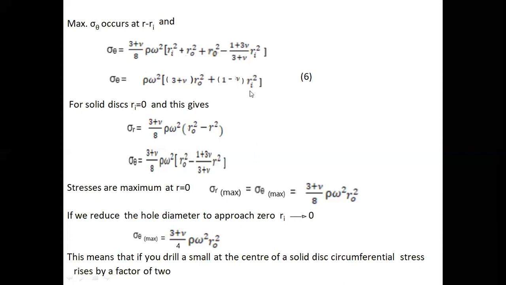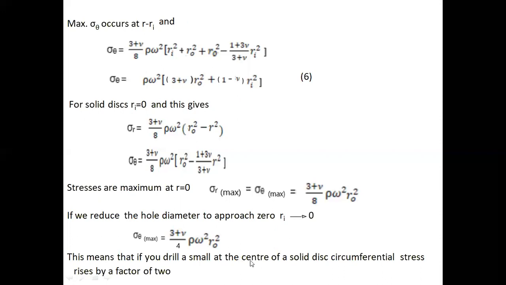If you let Ri approach 0, then what do you have? You have (3 plus mu) by 4 omega square. With Ri approaching 0, this one is 0, this one is 0. So you get 2r square, and this 2r square cancels out. So we get (3 plus mu) by 4 rho omega square r square, if you take the maximum value of sigma theta.